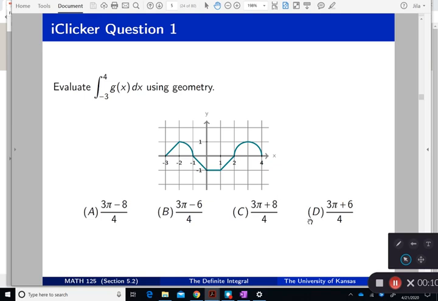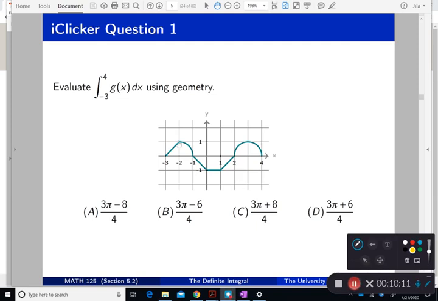Evaluate the integral from -3 to 4 of g of x dx using the geometry of the shape. So here it is going to be basically the area above minus the area below. Look at this. This one is 1/4 of a circle. This one is 1/2 of a circle. The radius of the circle is 1. So you get 3/4 of pi times 1 to the power 2, which is 3/4 of a pi.